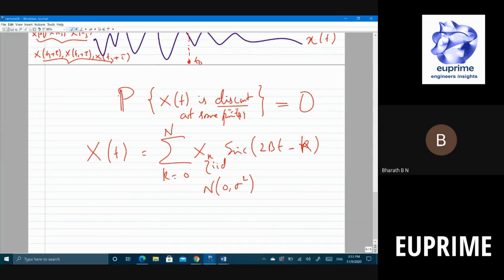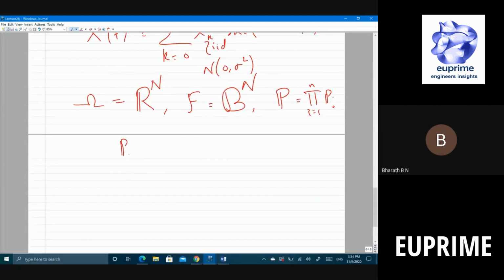Now omega for me is R to the n. F is the n-dimensional Borel sigma algebra. What is the probability measure? It's the product of n pi. What is this individual pi? Gaussian. I'm talking about the density. These are all for the random variables x1 through xn. Do you agree?